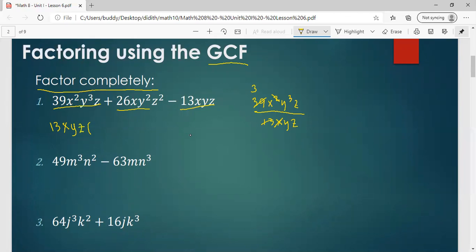3 minus 1 for y, so this becomes y squared. And then both z here will be cancelled. So as a result, what is the remaining expression when the first term is divided by the GCF? We have 3x squared y.